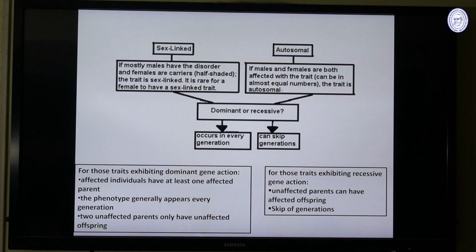Now, for traits exhibiting a recessive gene, unaffected parents can have affected offspring, because the parents can be carriers and they are not showing any defects or the trait, and the trait can skip generations also. So, these are the characteristics of a recessive trait.